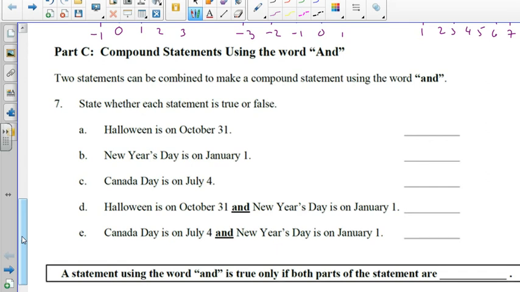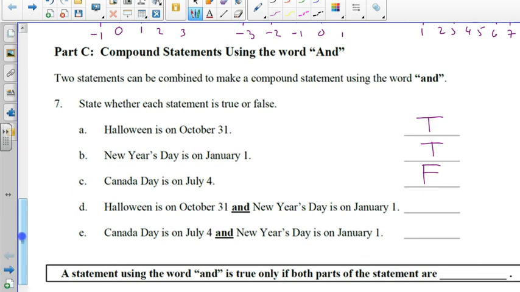Okay, part C, compound statements using the word and. Two statements can be combined to make a compound statement using the word and. State whether each statement is true or false. Halloween is on October 31st. True. New Year's Day is on January 1st. True. Canada Day is on July 4th. False.